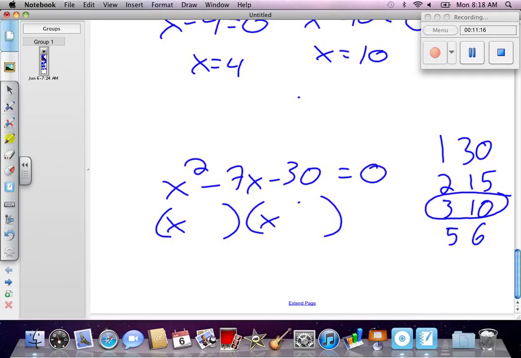You guys, something that's going to help you figure out your signs is if you look at your last term in negative 30. If they have to multiply, one has to be negative, one has to be positive in order to get a negative 30. So you just have to figure out which is which. Which one would have to be negative if we want to get a negative 7? So 10 minus 3 is positive 7. So we want it the other way around. Negative 10 plus 3 gives us a negative 7.